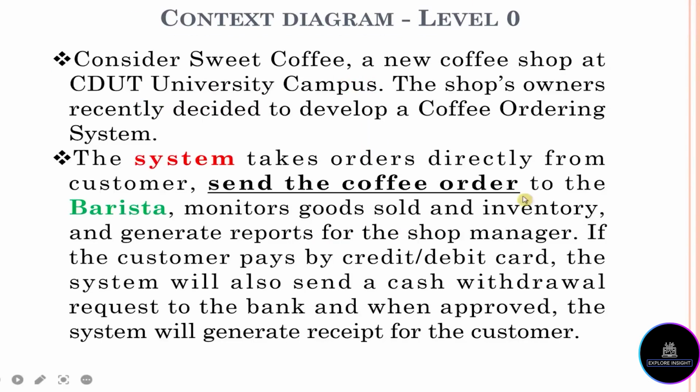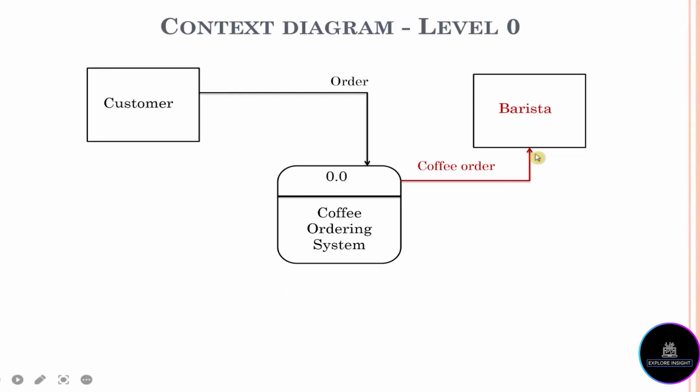Next, it says, send the coffee order to the barista. Who sends the coffee order? The system. So we are going to still use the coffee ordering system and create a new entity. And remember, this is the data flow information, coffee order. So we will have this diagram. Here we have the coffee order and the new entity we'll create for barista.